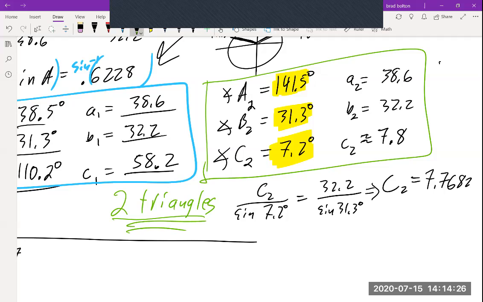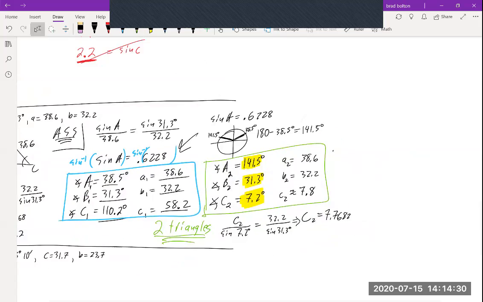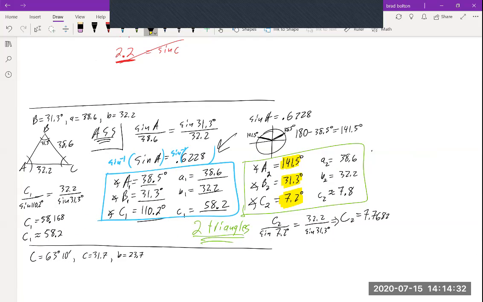Okay. So the thing you really have to look out for in this case is this right here. You really have to look out for this picture. You should draw this. Whenever you find the sine and then find the arc sine, there was a second angle that could have given you that same sine coordinate.